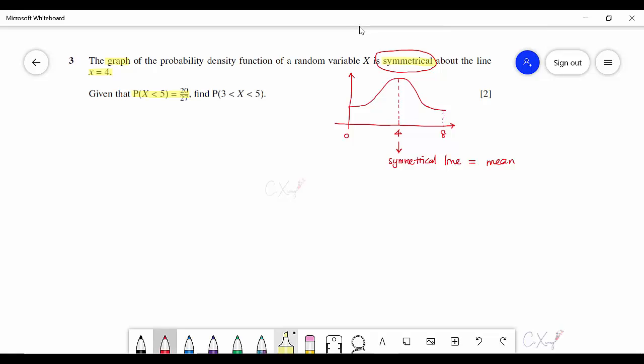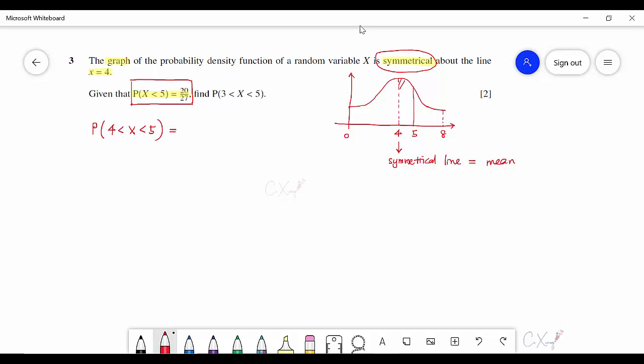Alright, so now, start from here. When they are saying that x is smaller than 5, which means that, let's say I'm having a 5 here, the probability that x is smaller than 5 means the whole area on the left-hand side of 5. And the value is 20 over 27. So now, maybe I want to find out the probability for x between 4 and 5.